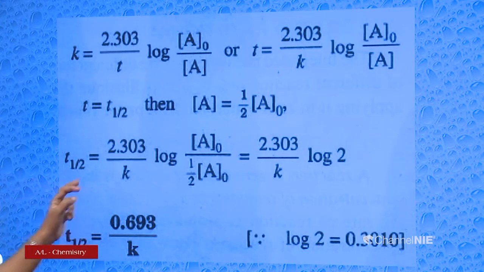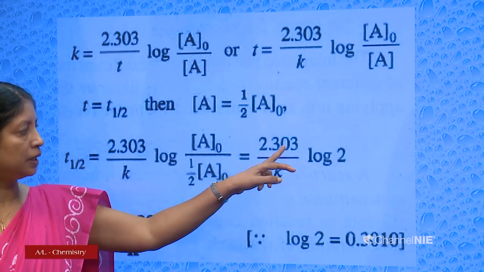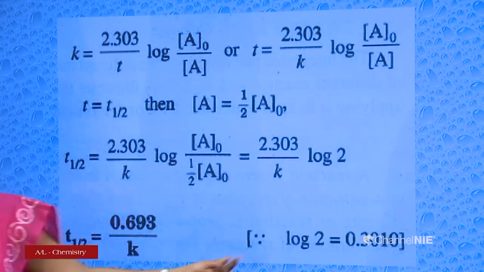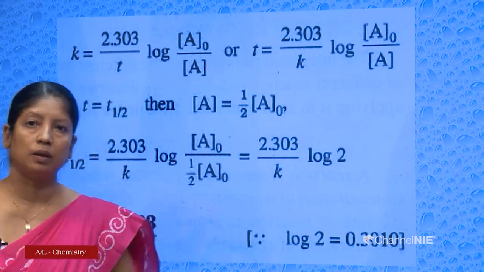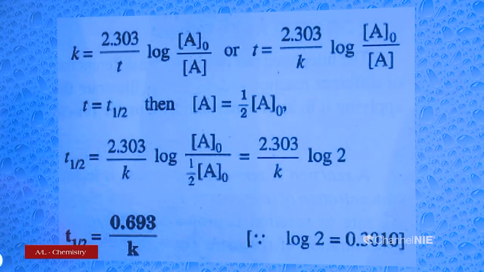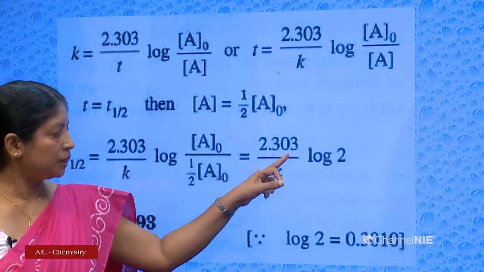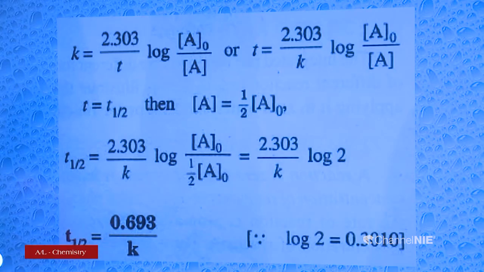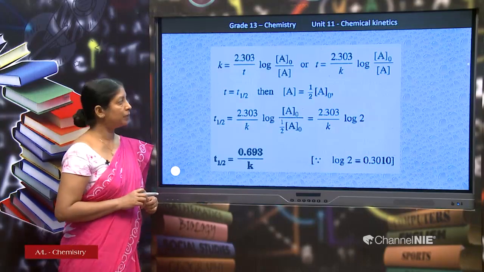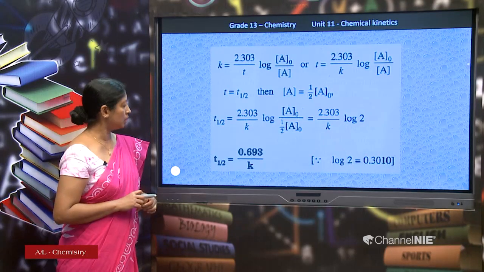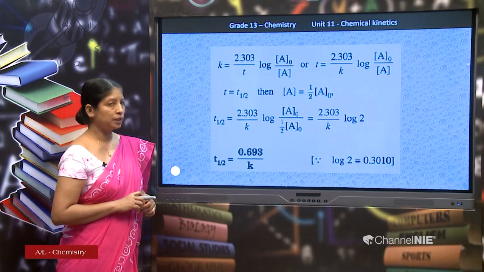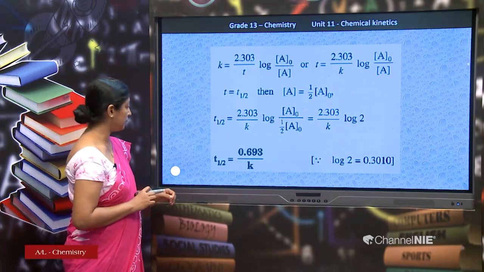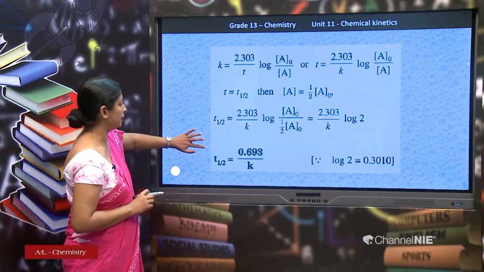You will end up with half life equals 2.303 over K, which is our rate constant, into log 2. We know that log 2 is 0.3010. Easily you can find it out from a log table. So then multiply 2.303 by this value, you will end up with this half life. And in our A level paper, we are asked to find the expression for this half life in a first order reaction given this relationship. So let us see how we prove this relationship when you are provided with this information.